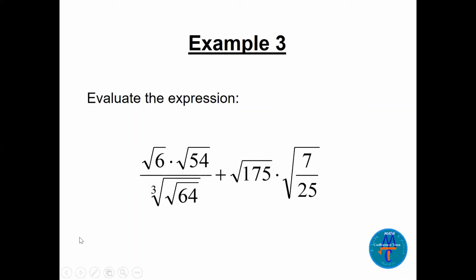Square root of 6, I will help you here. You can pause it now. Times square root of 54 over cube root of square root of 64 plus square root of 175 times this one here. So you can split here the radicals. There's a formula, the last one here: you can multiply the indices. And here you can split into prime numbers.